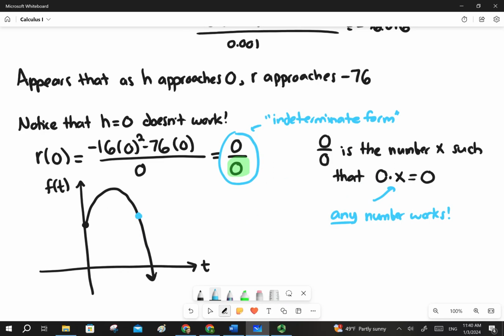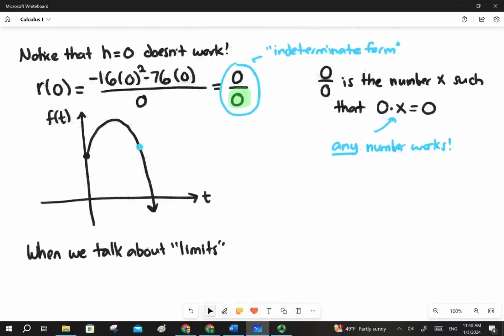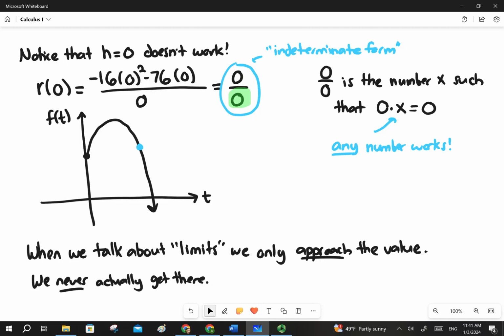Basically, what is happening here is we're trying to calculate the slope of a line through 2 points, but we actually only have 1 point. So of course we can't get a slope. Why is this important to notice? When we talk about limits, we are only ever talking about letting something approach something else. It never actually gets there. So as long as we let h approach 0, but never quite equal 0, we will always have 2 distinct points, so we can calculate a slope.